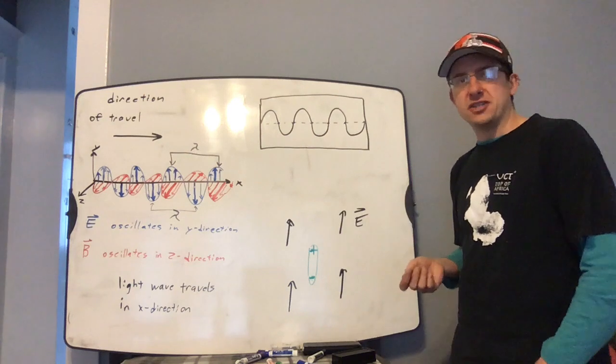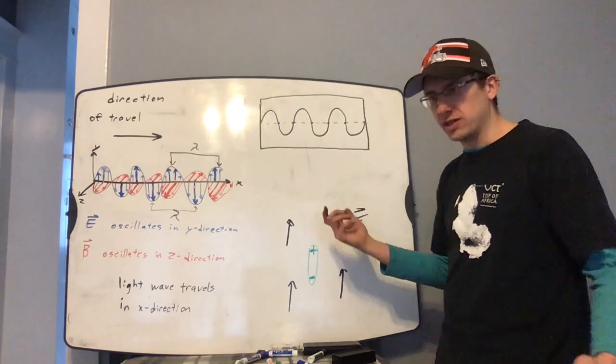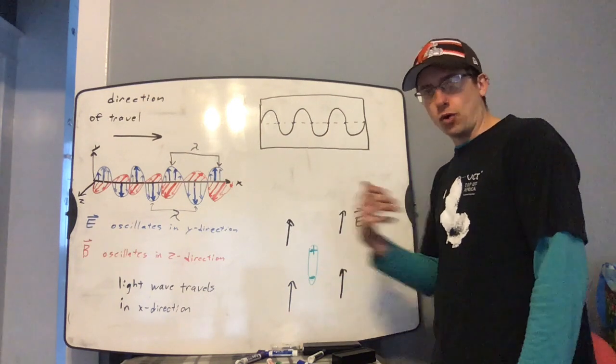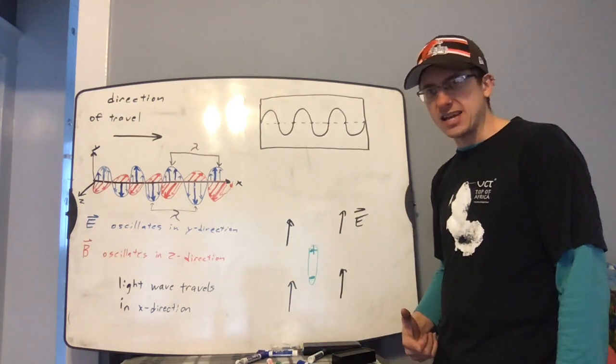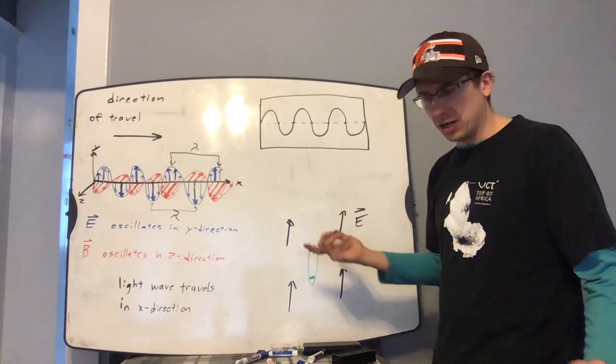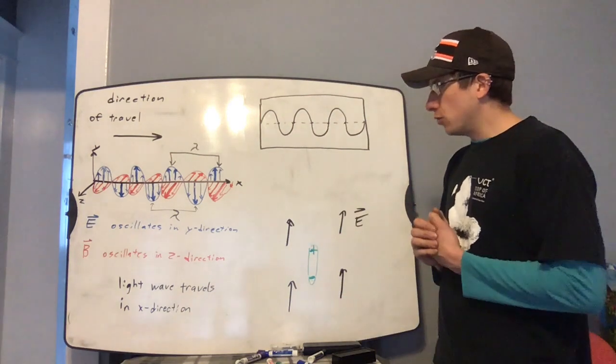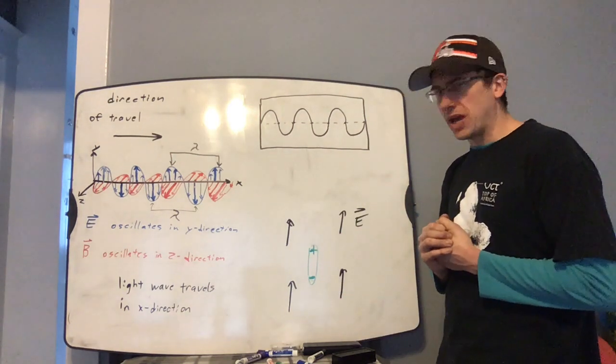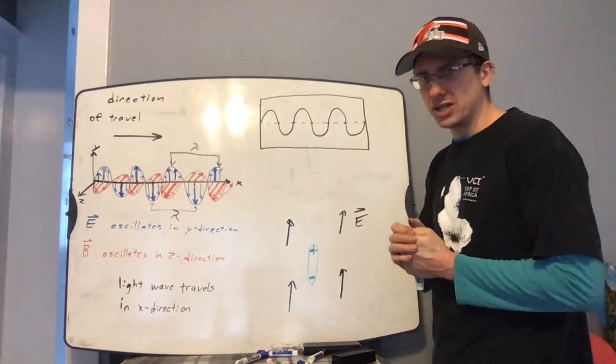One example of a dipole molecule that is very ubiquitous in food is water. Water has a positive side and a negative side. So water molecules will try to align with an electric field. Now, in a microwave, what's happening is we have an oscillating electric field.